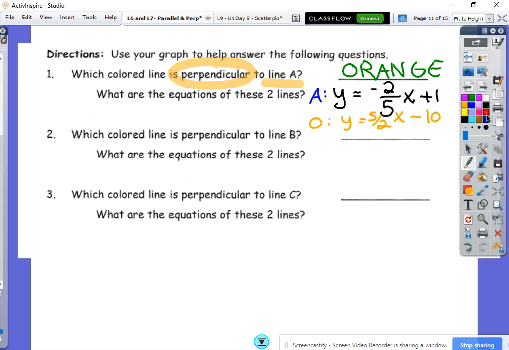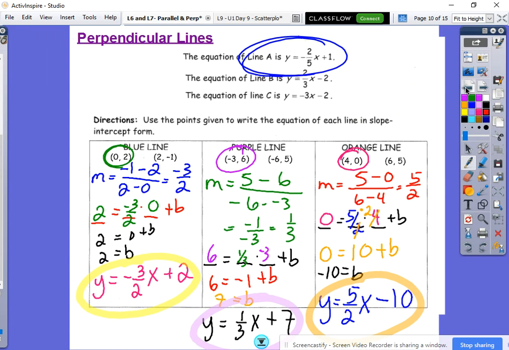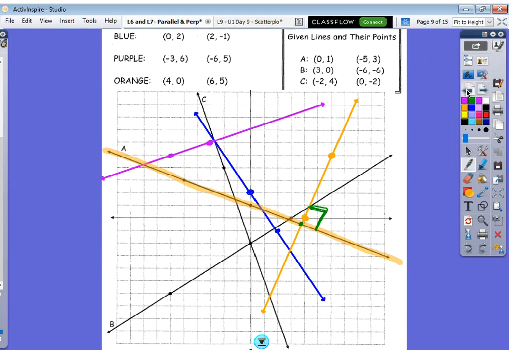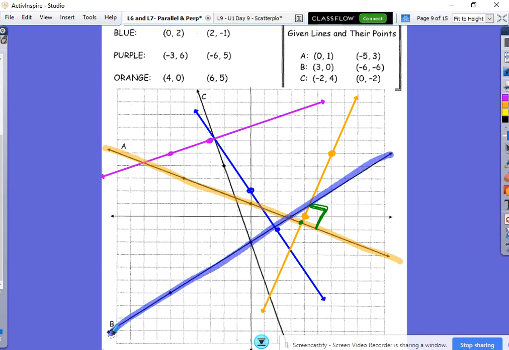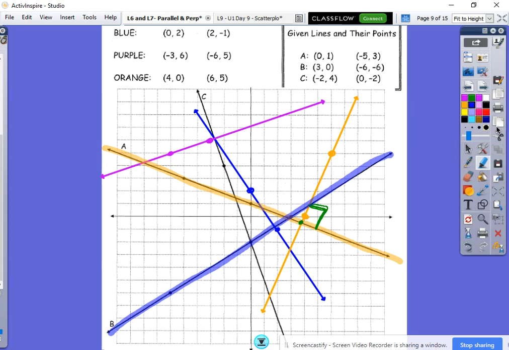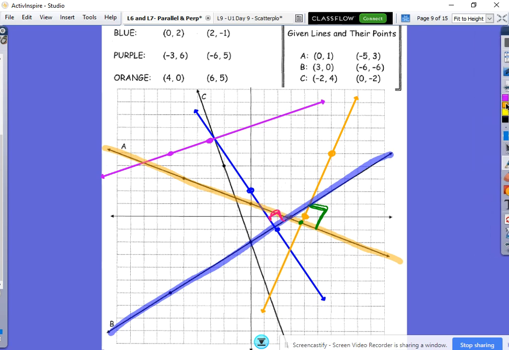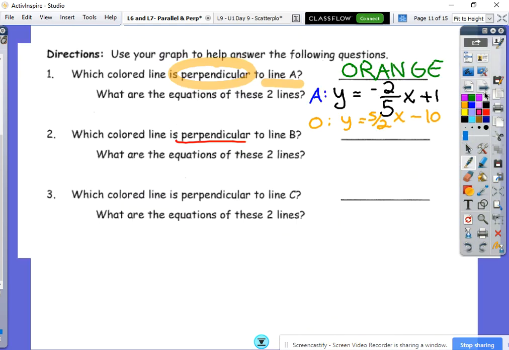Okay, let's keep going. Now it's asking which one's perpendicular to line B. So same thing, we come back to line B. Line B is right here. It's going vertically up right there. That's line B. Which one looks like it's perpendicular? Just happens to be the blue one right here. This line is perpendicular. The blue one is perpendicular. I'll write that in blue.